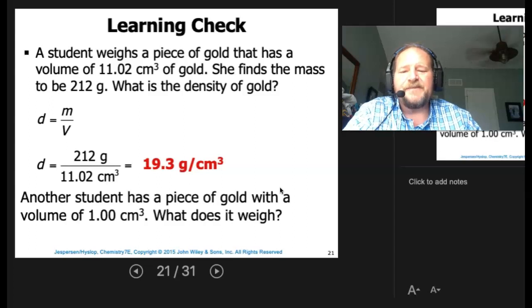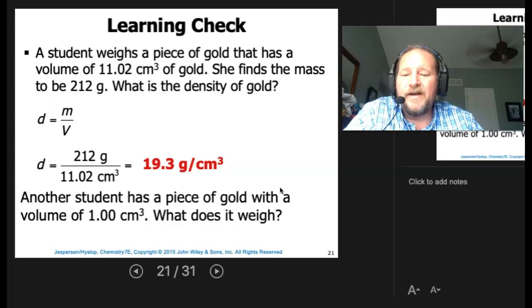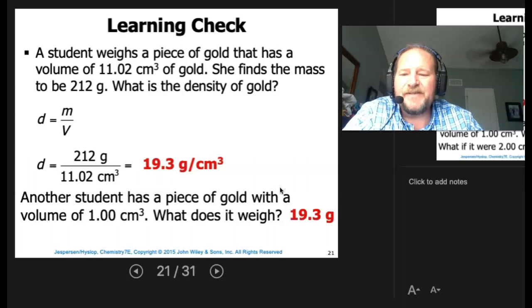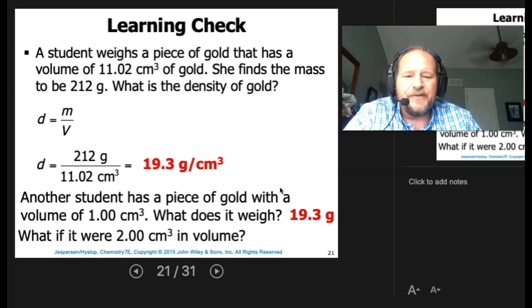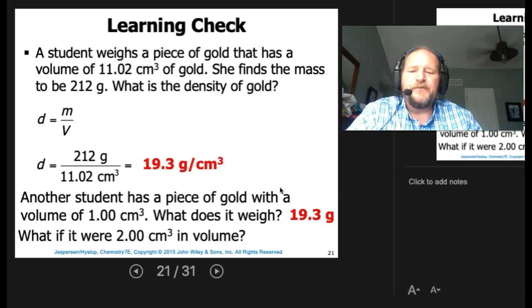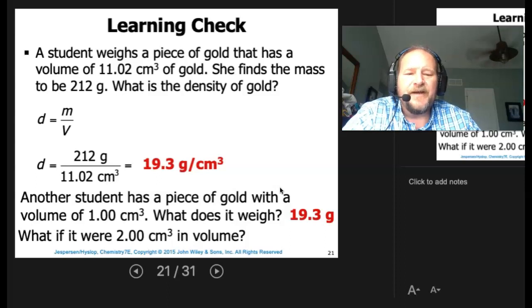Now, another student has a piece of gold with a volume of 1.00 centimeters cubed. What does it weigh? Now, if gold is gold, then it should be 19.3 grams as well, because now the density is 19.3 grams per centimeters cubed. We have 1 cubic centimeter, and so we would cancel those out to get 19.3. Now, what if it were 2 centimeters cubed in volume? Well, again, if the density is 19.3 grams per centimeters cubed, it should be 38.6 grams.